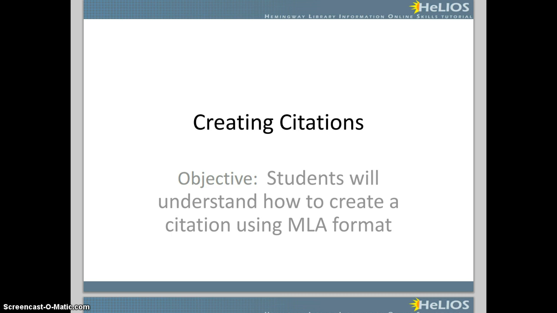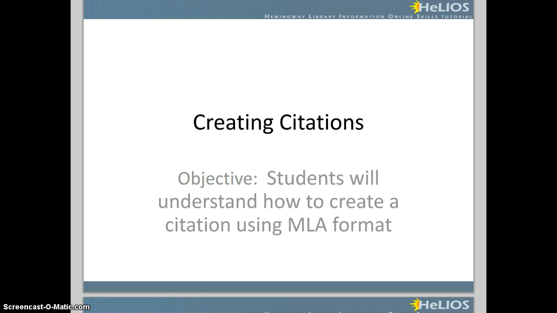In order to get points for this, if you'll take out your notebooks and label this NB, MLA citation, I need you to write down 5 things that are important to you about this PowerPoint or that are relevant to you in writing your paper. If you'll go ahead and write those down and record those, that would be great.